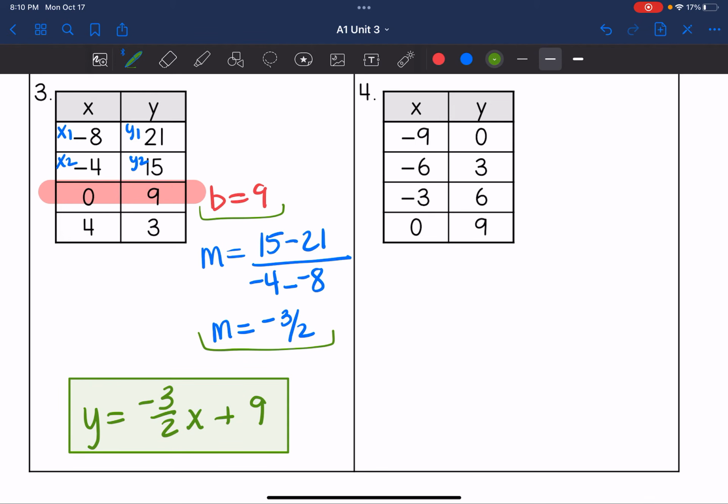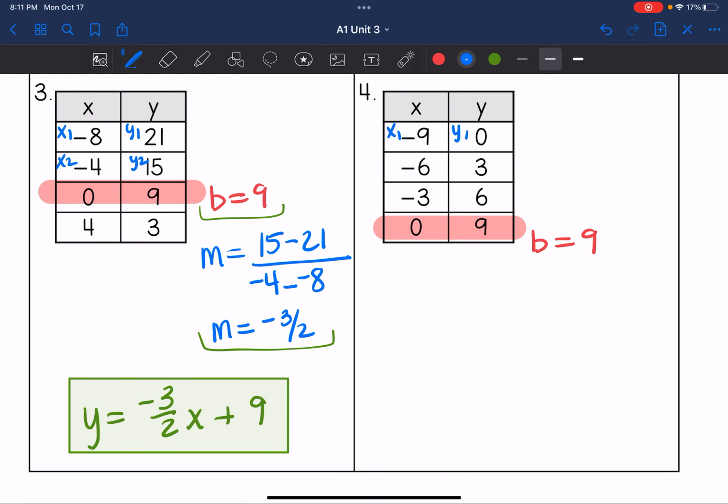Okay, and last table for the examples, number 4. Let's start by identifying our y-intercept. Either it's going to be -9 or it's going to be +9. So you look for where x equals 0, and this is the one that we want. So we want the +9. b equals +9. Okay, now we need to find slope. I'm just going to use the first two. So x1, y1.